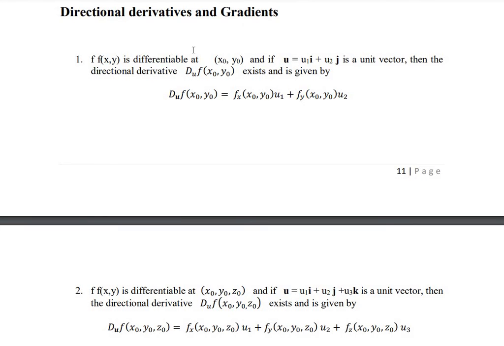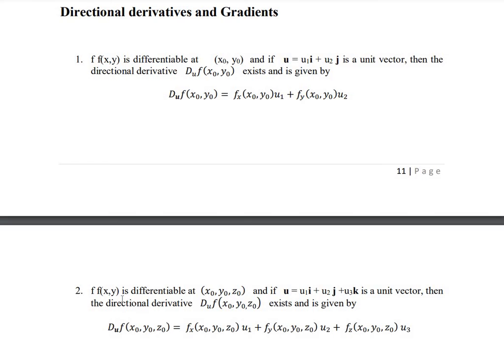Next is directional derivatives and gradients. If f of x y is differentiable at x0 y0, and if u equal to u1 i cap plus u2 j cap is a unit vector, then the directional derivative, denoted by D f of x0 y0 along the unit vector u, exists and is given by the derivative of f with respect to x at x0 y0 times u1, the first component, plus the derivative of f with respect to y at the point x0 y0 times u2, the second component of u.